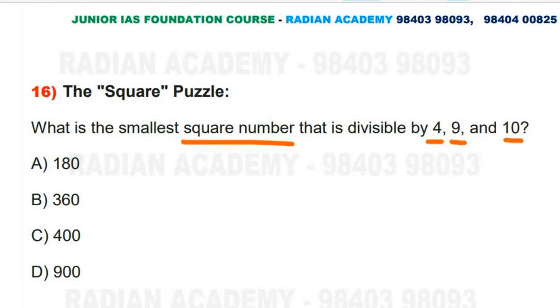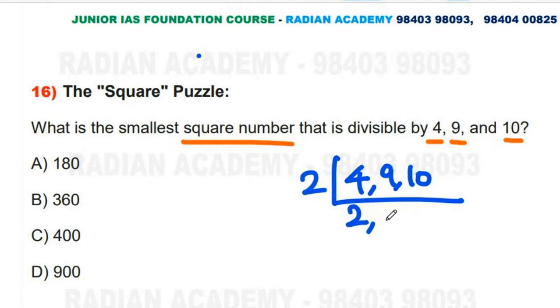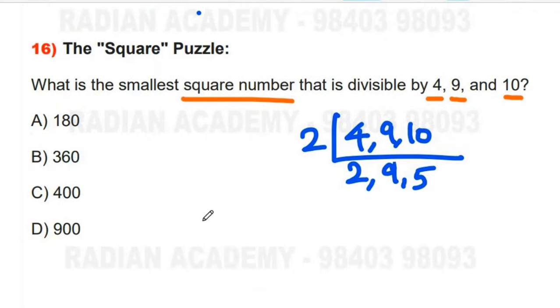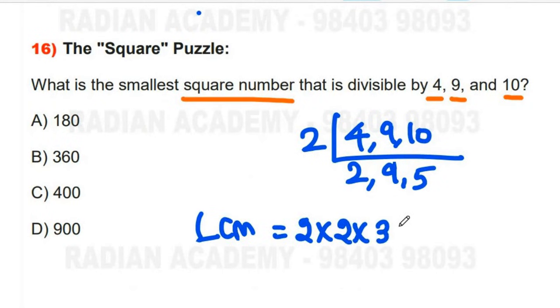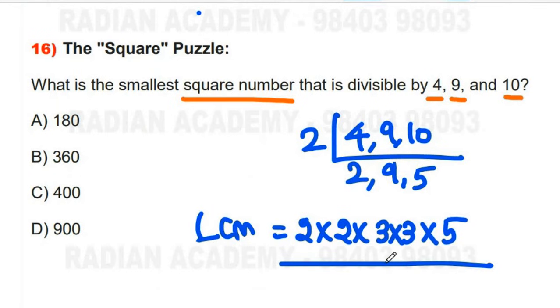I'll do this problem. So 4, 9, 10. Find the LCM. 2, 9, 5. Therefore, the LCM is what? 2 into 2 into 9. 9 can be written as 3 into 3, and 5. I told you this is not a perfect square. I told you in the class, in a perfect square, the prime factors always occur in pairs. Here there is no pair for 5. So 2 2s, 3 3s are there, and 5.